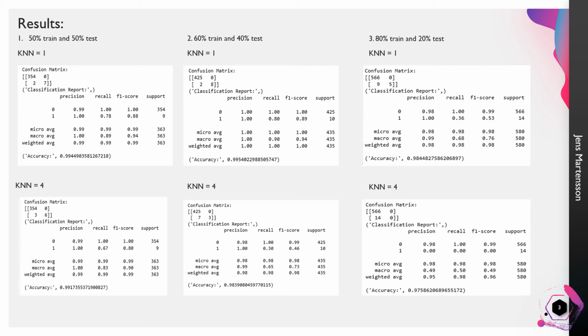A split of 50-50 and a KNN classifier value of 4 gave a high accuracy value of 0.9917, and equally high values for precision, recall, and F1 score. It was deemed that this was the best model.